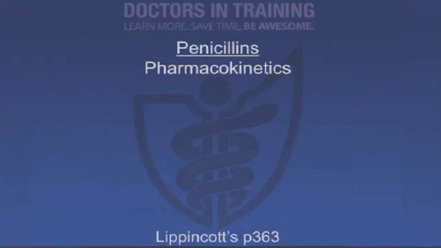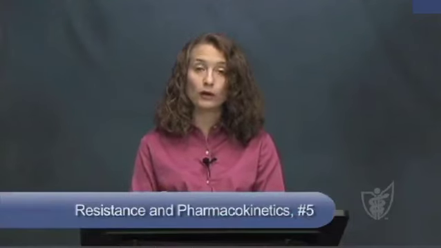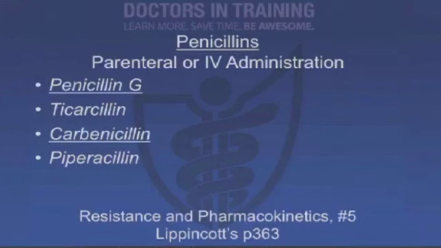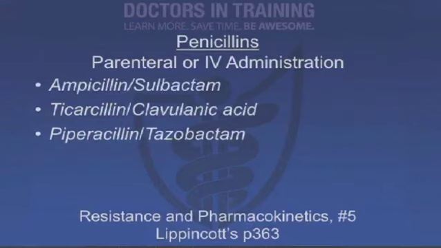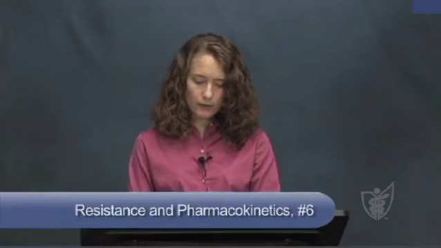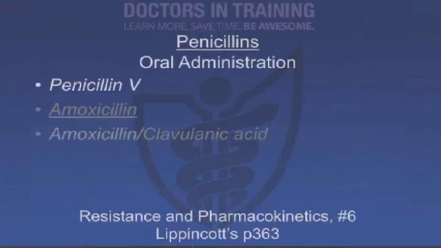All right, so that's the resistance that we see in penicillins, and you're going to see overlap with other classes of antibiotics as well. Let's move on and talk about the pharmacokinetics of penicillins. And first, let's talk about administration. Some penicillins require parenteral administration or IV injection administration. Penicillin G, ticarcillin, carbenicillin, piperacillin, ampicillin sulbactam, ticarcillin clavulanic acid, and piperacillin tazobactam are all agents that need to be given parenterally. There are also oral agents available. Penicillin V, amoxicillin, and amoxicillin clavulanic acid are all oral agents.